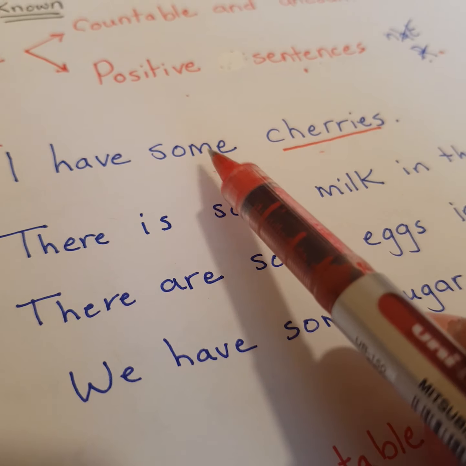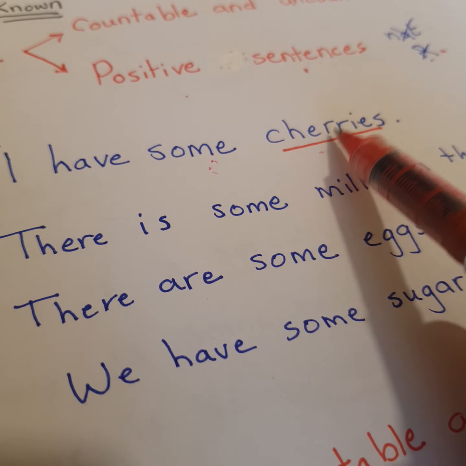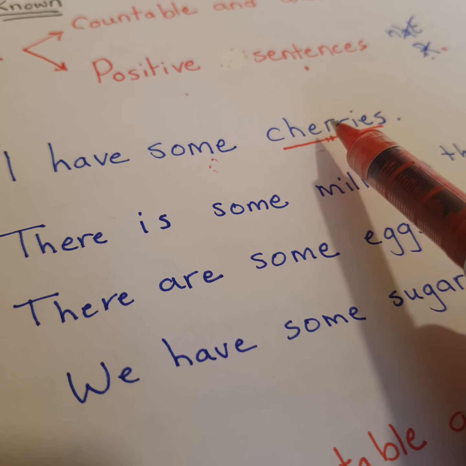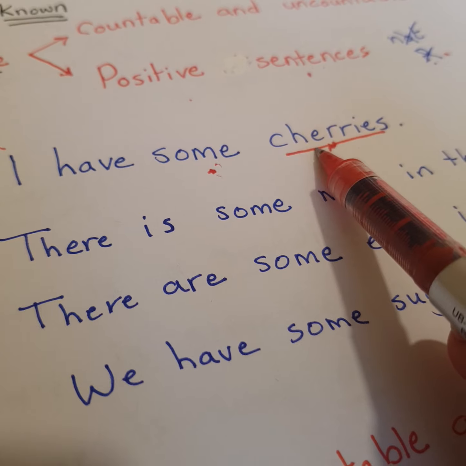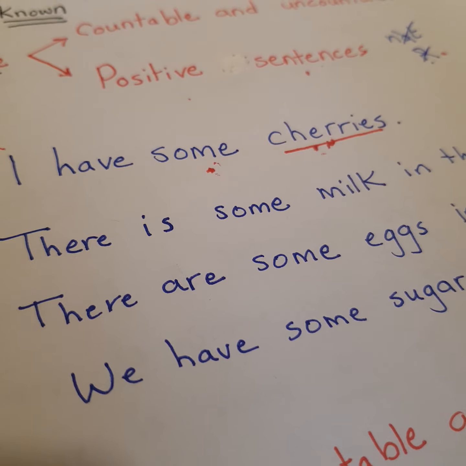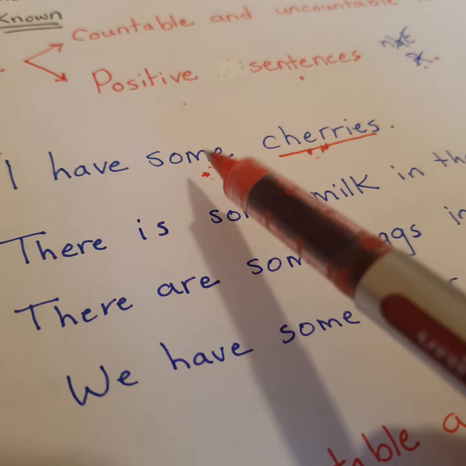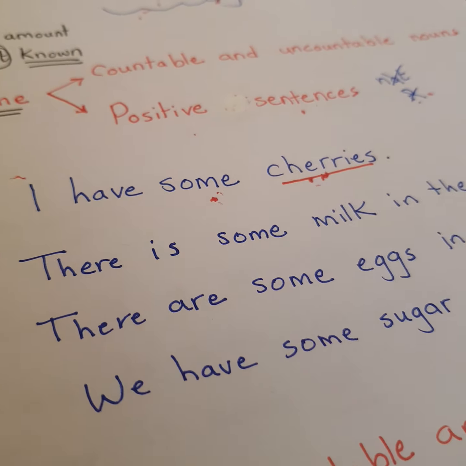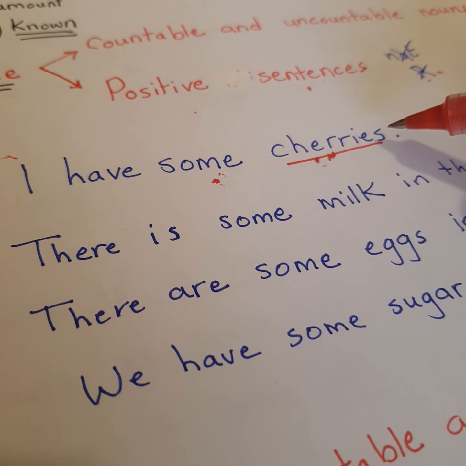So I used some. نلاحظ قلنا cherries as we said before. Cherries is a countable noun. I used some. وإيش exact amount is not known. شو يعني exact amount؟ الكمية غير معروفة. I don't know how many cherries I have. ما بعرف. I used some. ما بعرف قد ايه كمية الكرز اللي معي فاستخدمت some. طيب السؤال is this sentence positive, negative or a question?